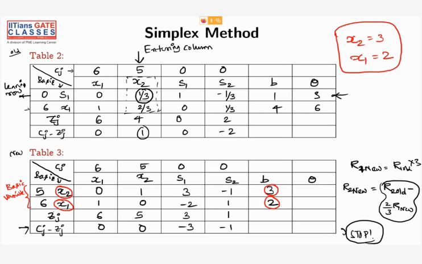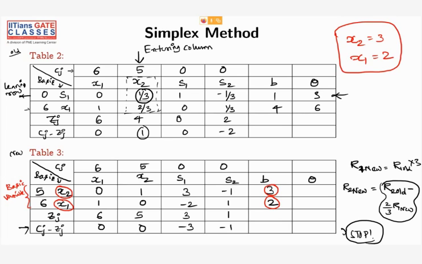Zj is nothing but the basic variable's corresponding constant multiplied and summed. Here 5 into 0 plus 6 into 1 is 6. 5 into 1 plus 6 into 0 is 5. Like that you have to calculate the Z values.